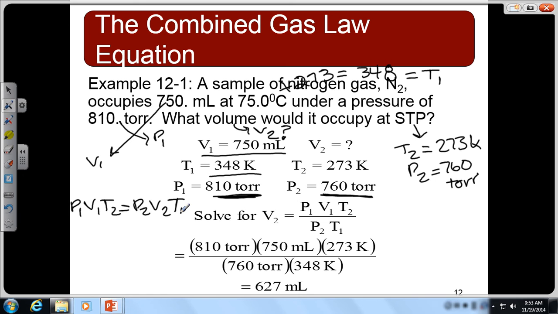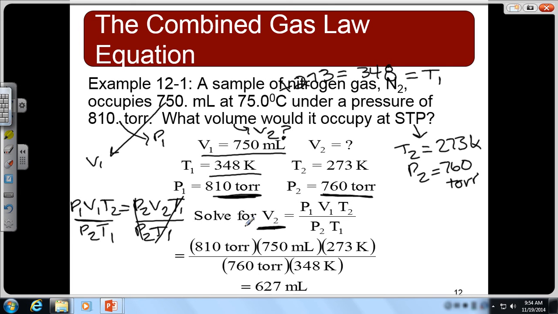Okay, now it is a simple rearrangement. Just like hopefully all of you have done in algebra, if you want to look for V2, you leave it by itself on one side of the equal sign, and you move everything else over here. So if we want to look for V2, then we've got to divide by P2 and T1. So they cancel. And this is what we end up with right there.